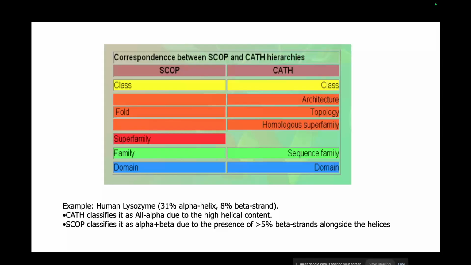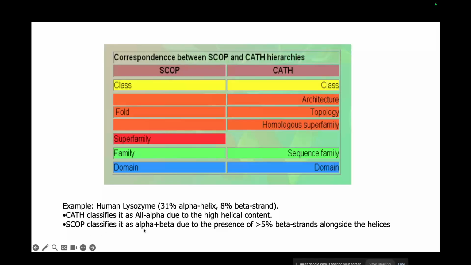And yeah, that is not considered in CATH. Another thing present in both is the family, which is basically sequence identity, and the domain of the protein itself. But the classifications of these two distinct systems can classify the same proteins into different modules. So, for example, human lysozyme. It has 31% alpha helix and 8% beta strand. CATH classifies it as all alpha due to high alpha helical content.